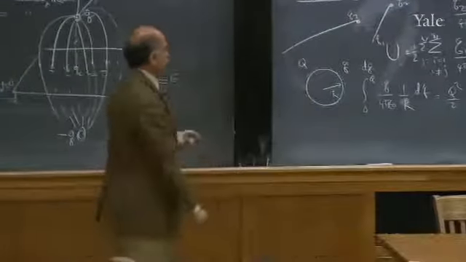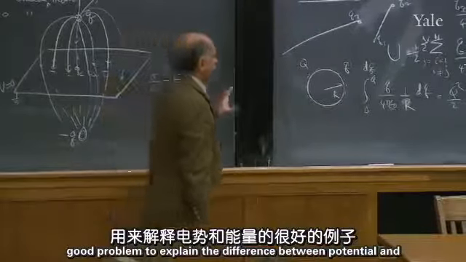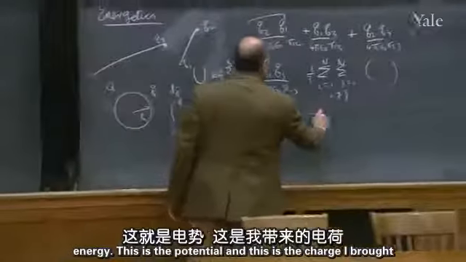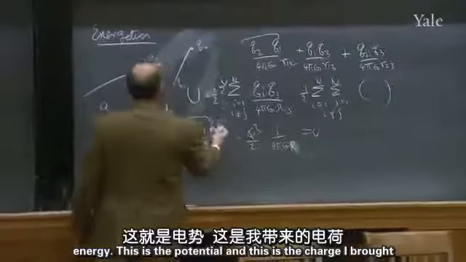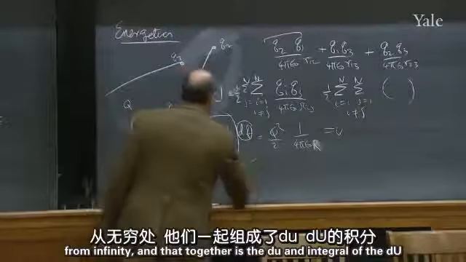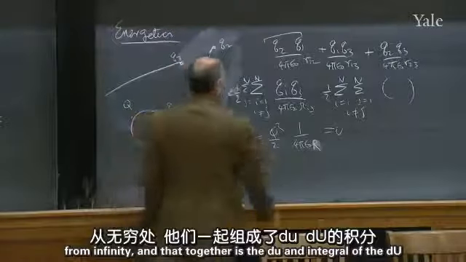So this is a good problem to explain the difference between potential and energy. This is the potential, and this is the charge I brought from infinity, and that together is a dU, and the integral of the dU is my total U.